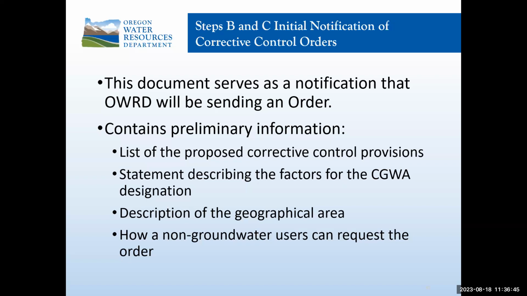As I said, this document serves as the notification that OWRD will be sending an order, and it's going to contain preliminary information about that order. So it's going to contain a list of the proposed corrective control provisions. It's going to contain a statement describing the factors for the critical groundwater area designation. It's going to contain a description of the geographical area, and it's going to explain how a non-groundwater user can request the order.